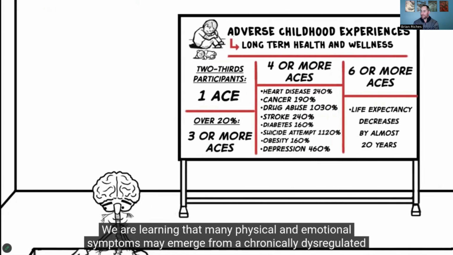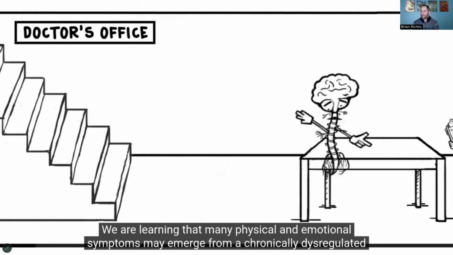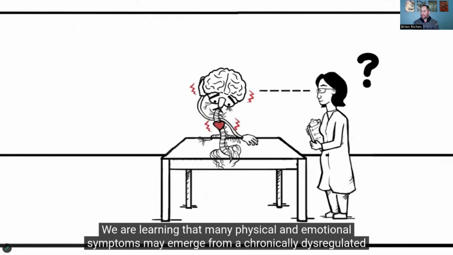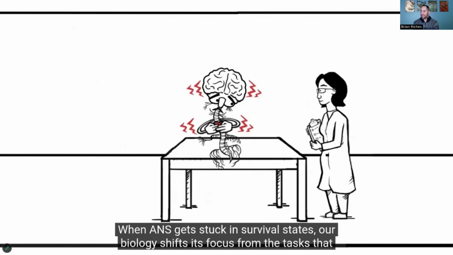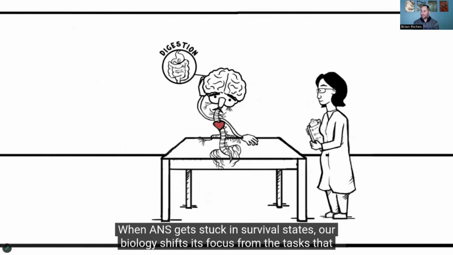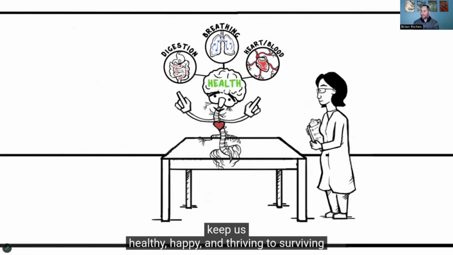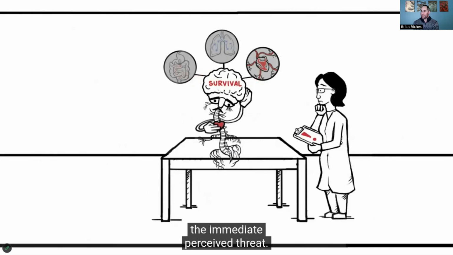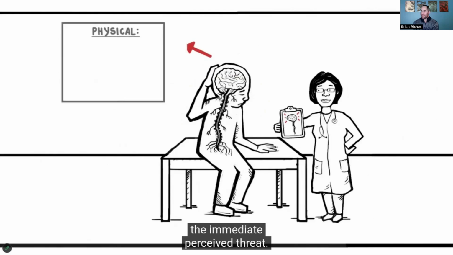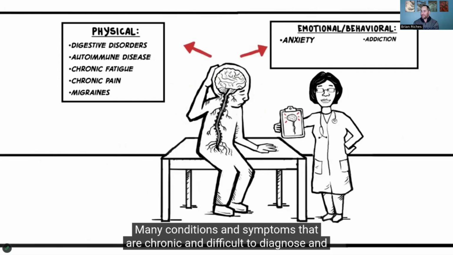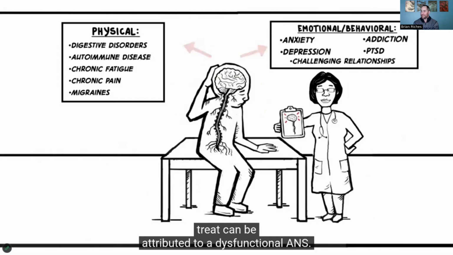We are learning that many physical and emotional symptoms may emerge from a chronically dysregulated ANS. When ANS gets stuck in survival states, our biology shifts its focus from the tasks that keep us healthy, happy, and thriving to surviving the immediate perceived threat. Many conditions and symptoms that are chronic and difficult to diagnose and treat can be attributed to a dysfunctional ANS.